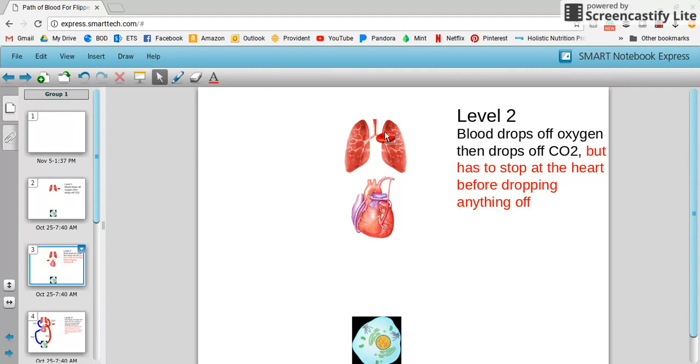Okay, this is called a double loop system. So it goes lungs to heart, to cells, to heart, to lungs, to heart, cells, to heart, and so on and so forth. It always takes a pit stop at the heart before it ultimately goes to the lungs or off to the cells. So that's level 2. Drops off oxygen and carbon dioxide, but has to stop at the heart before dropping anything off. Again, pause, make sure you're good. When you're ready, head on to level 3.